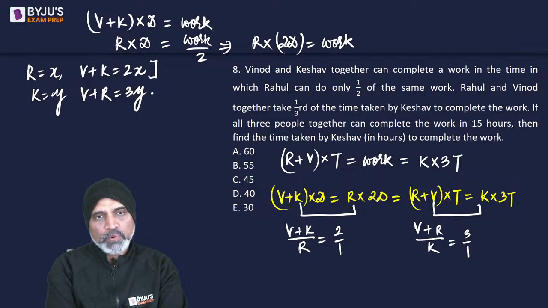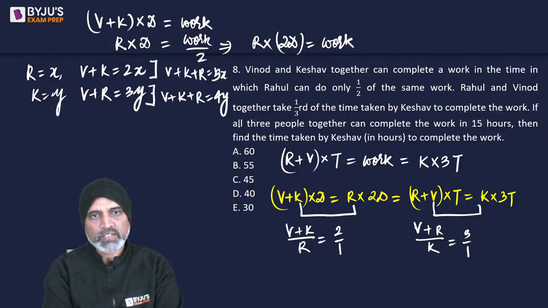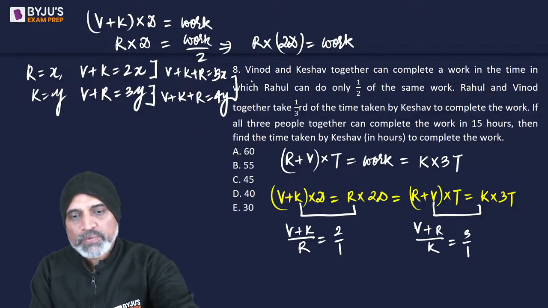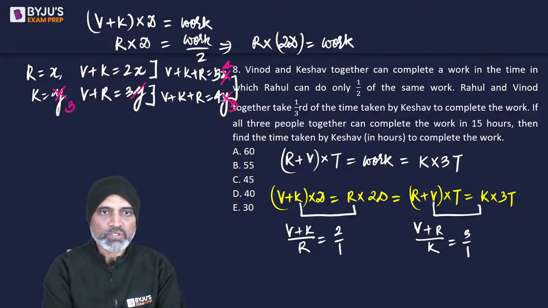If I add both of them, I'll get V plus K plus R is equal to 3X. And if I add both of them, I'll again get V plus K plus R is equal to 4Y. Since they are same, let's equate them with 12. So if I equate them with 12, I'm saying X is going to be 4 and Y is going to be 3. So Y is going to be 3, so this becomes 9. So X is going to be 4, so this becomes 8.